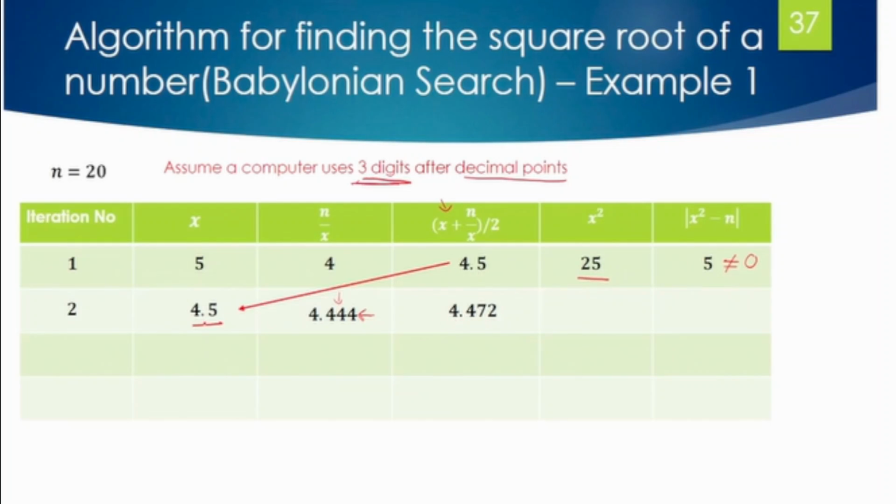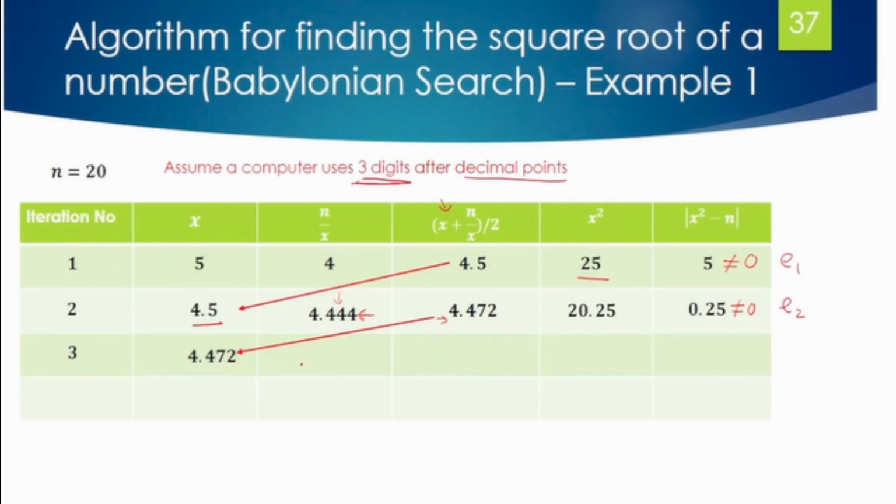Now we calculate this 4.5 square and we get 20.25. Now the modulus of x square minus n is 0.25, which is still not equal to 0. But see one thing, if this is E1, this is E2, and E2 is less than E1. Now since this is not equal to 0, we need to update again. How do you update it in iteration 3? This value will be x in the next iteration.